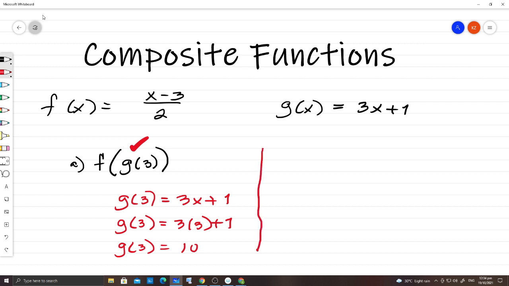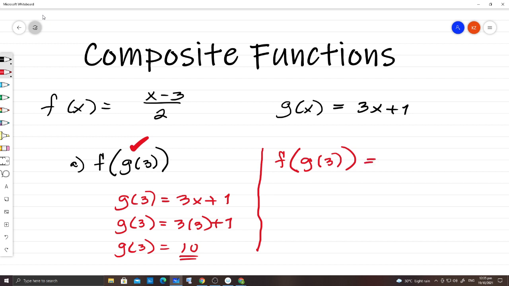Now I know the value of g of 3, so I can get the answer for f composed of g of 3. The value of g of 3 is 10. Let us remember that. Take note.